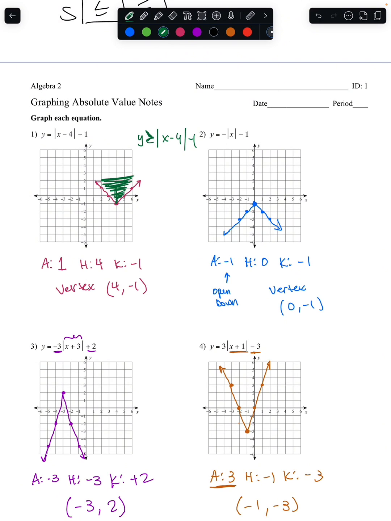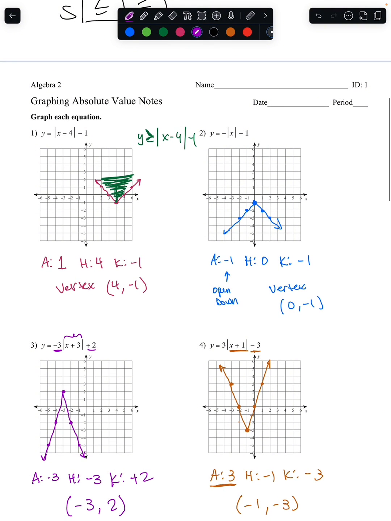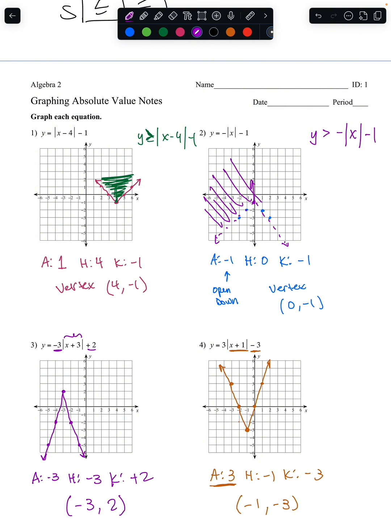Let's say on this other one, on number 2, what if it said y is greater than negative absolute value of x minus 1? A couple things change. Number 1, because it doesn't have the equal to sign. Oops. My line is dotted. That changes. And because this says greater than, go to your vertex, shade up. Your shade up happens to be outside the V now. So that's this stuff.